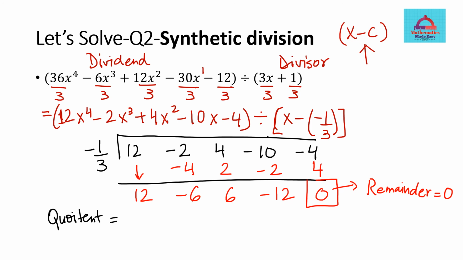The quotient is going to be 1 degree less than the dividend. So the degree of the dividend was 4, so the quotient will have x cube, x square, x and the constant. So let's put in the coefficients: 12, don't forget the sign, negative 6, plus 6 and negative 12. So that is the complete solution for the quotient. You already have remainder 0, so there is no need to put this in division algorithm form as the remainder is 0. So 3x plus 1 is an exact factor of the dividend.